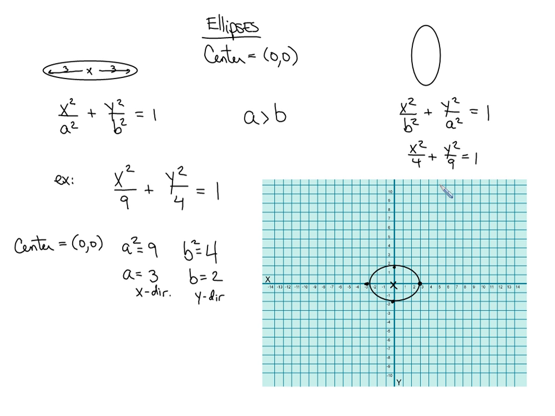So are there any questions on graphing them? So remember that a squared is always the bigger of your two numbers. And regardless of whether it's a squared or b squared, the square root of the number underneath it tells you how far to go in the top letter's direction.